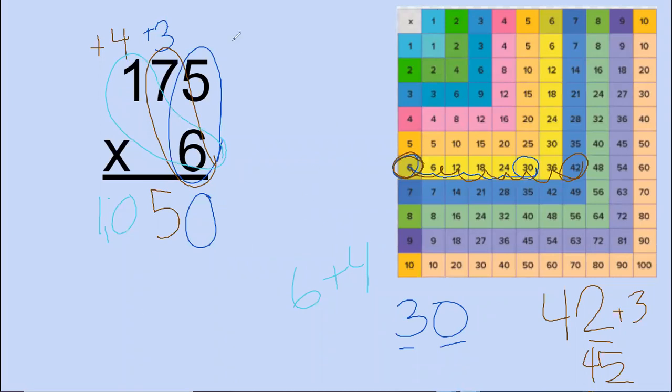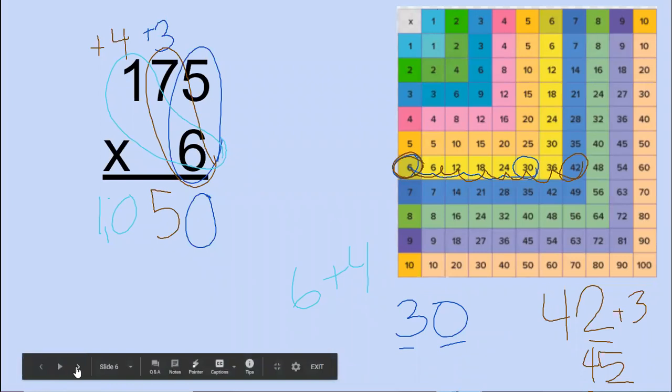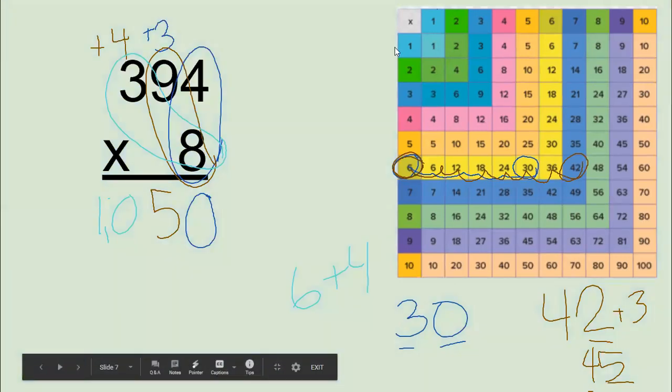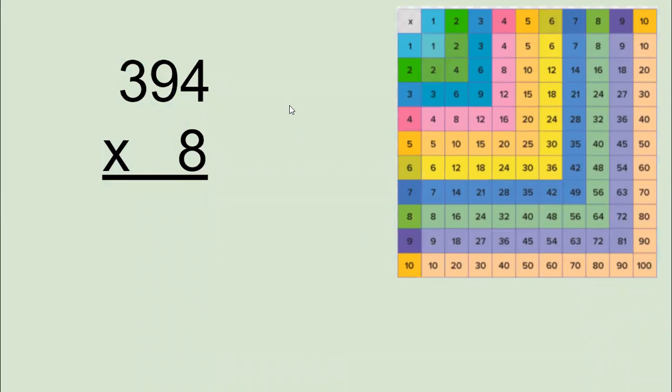Okay, let's do another one. I'm going to go a little bit slower. I want you to do this one with me. Write this problem down on your paper. 394 times 8.